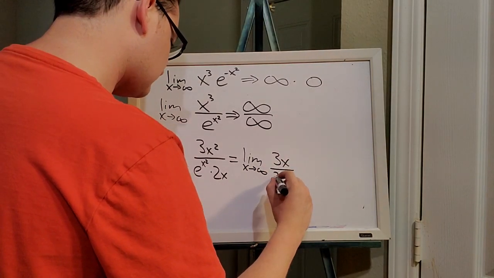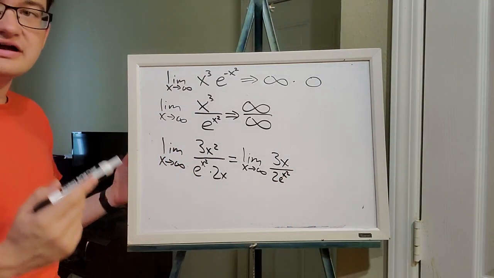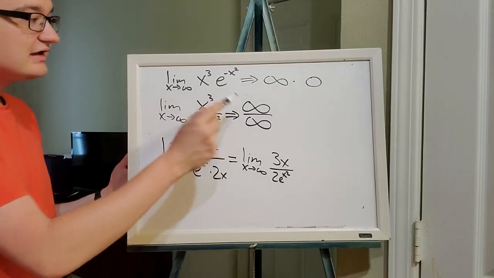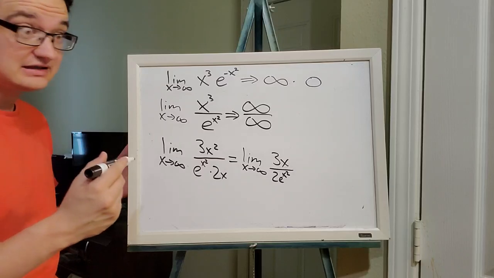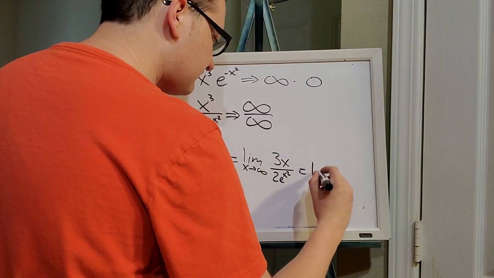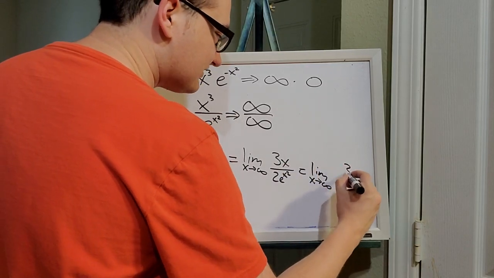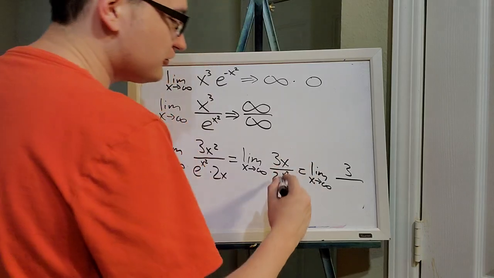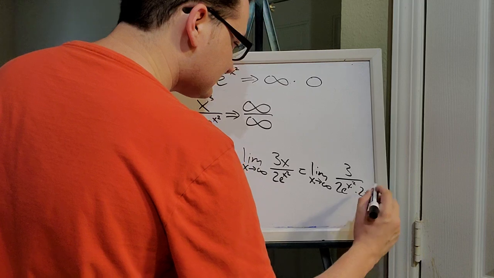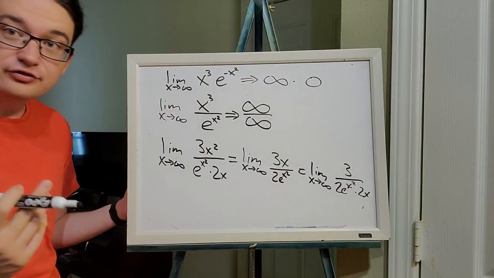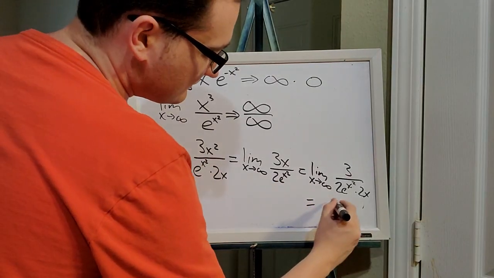3x over 2e to the x squared. This is still an infinity over infinity indeterminate form, but taking the derivatives of these is going to be a lot easier. If we take the L'Hopital's rule again, derivative of 3x is 3. Derivative of 2e to the x squared is 2e to the x squared times 2x. Numerator is going to be 3. Denominator is going to infinity. This limit's going to 0.